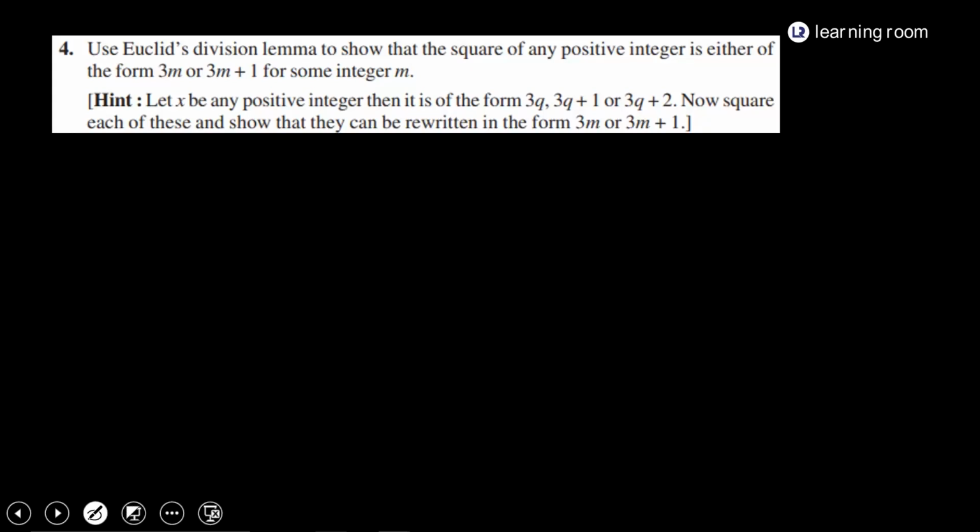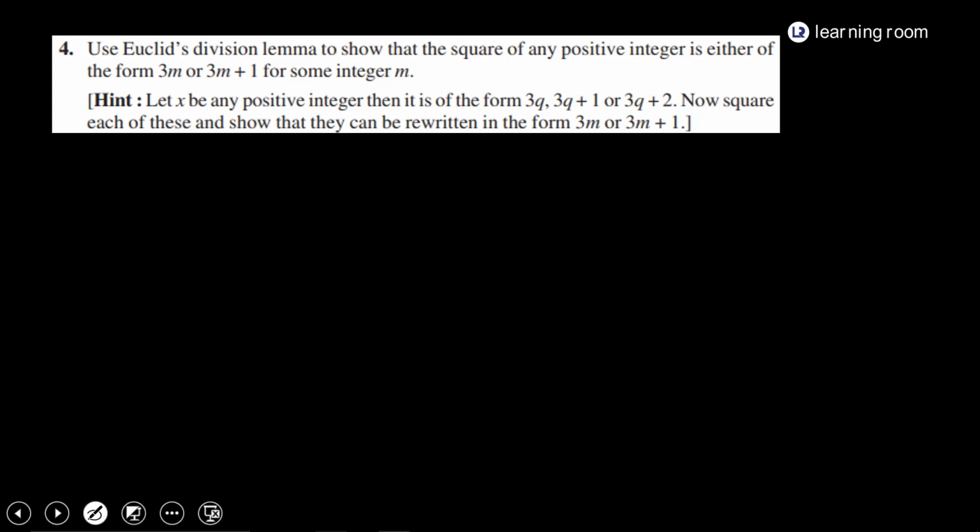Can you try solving this problem? Follow the hint here. What hint did they provide? Use Euclid's lemma to show that the square of any positive integer is either of the form 3m or 3m plus 1. We need to use identities. If we need to square, we need to use identities.